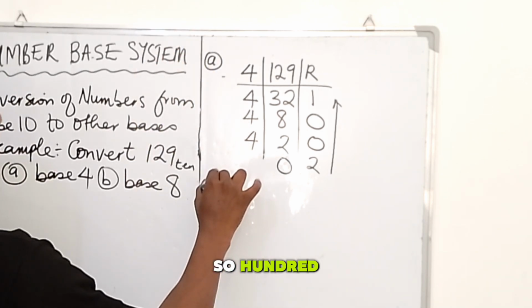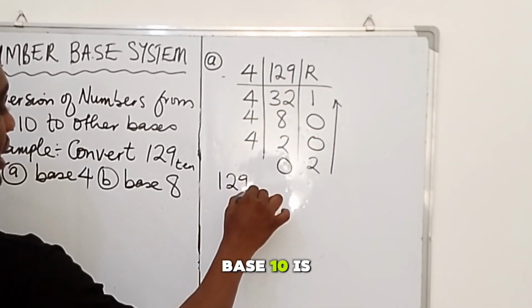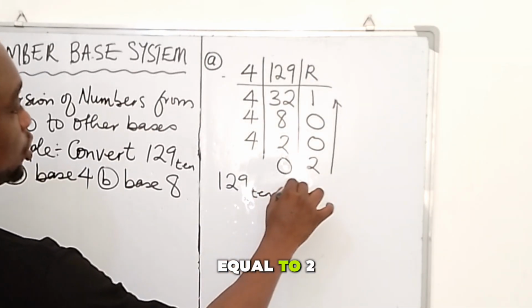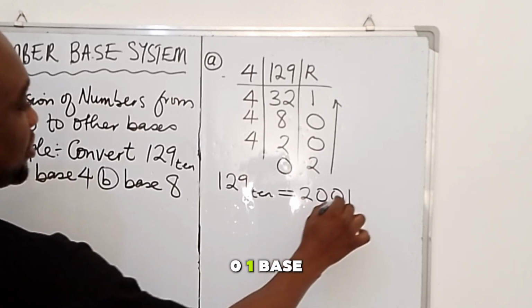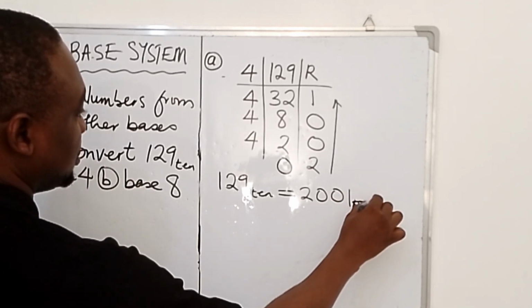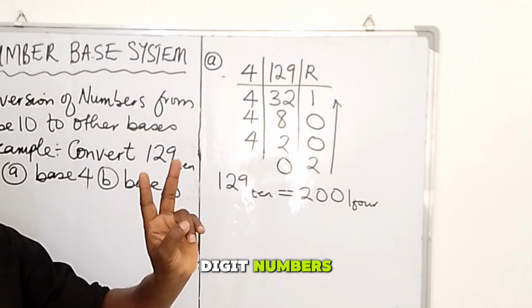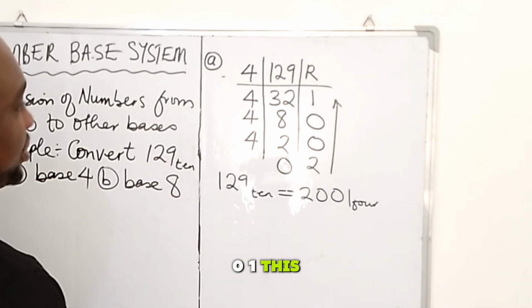So 129 base 10 is equal to 2001 base 4. This time around, we had to increase it. Earlier we were using 2-digit numbers. Now we've made it 3. So that's what we are having. And also in base 4, we are having a 4-digit number. That is 2001 base 4.